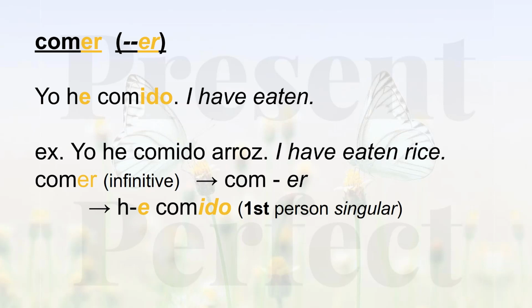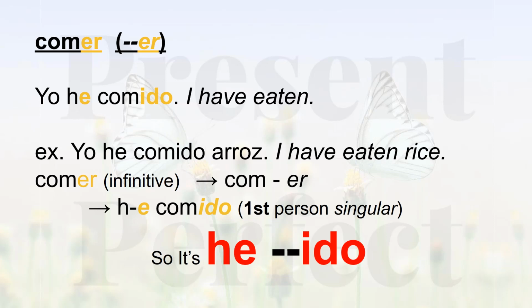Again, in order to conjugate to present perfect tense, we need to add the auxiliary verb haber and use the past participle form of comer, comido, haber comido. The first person singular will be he comido, so it's he ido. And whenever you identify he ido, most likely it's the first person singular form of present perfect tense for either ER or IR verb.